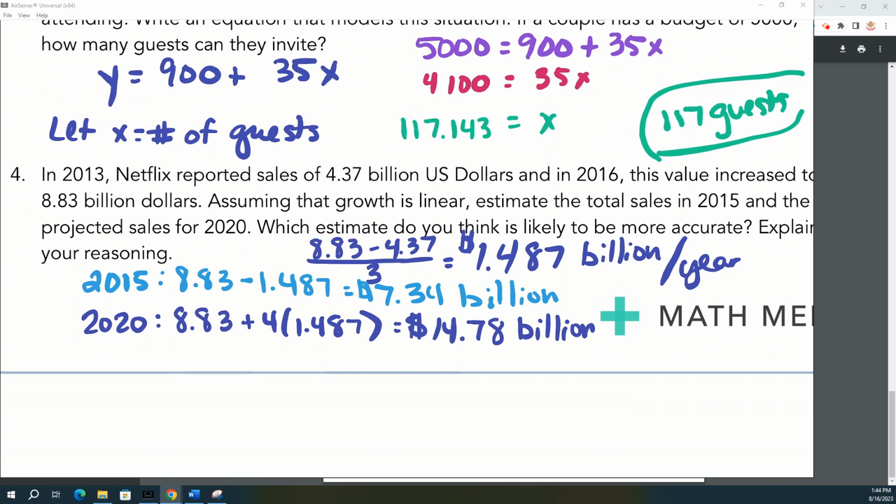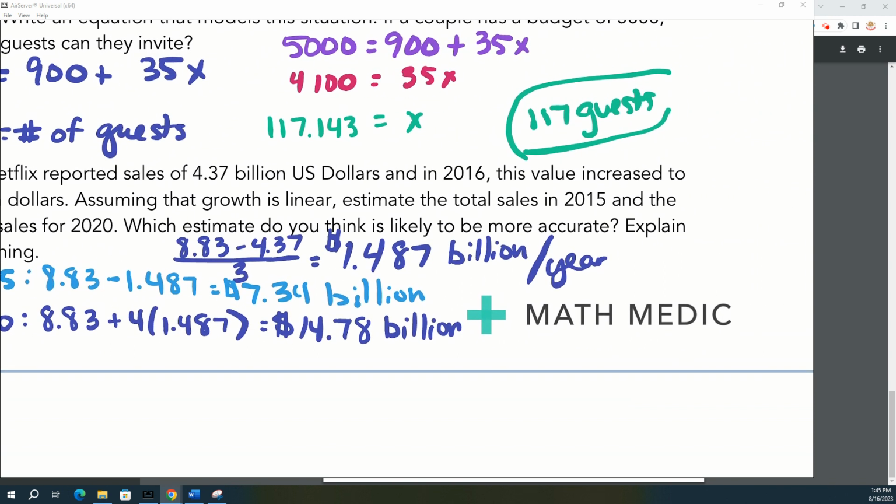Now, the last question is, which estimate do you think is likely to be more accurate? The one that falls in between your two data values or the one that's on the outside of your data values? What do you think? In between is more accurate. That's called interpolation, and then the other one is extrapolation. If you take statistics at some point, you'll learn a lot of stuff about that, but it's going to be more accurate in between the two data points.